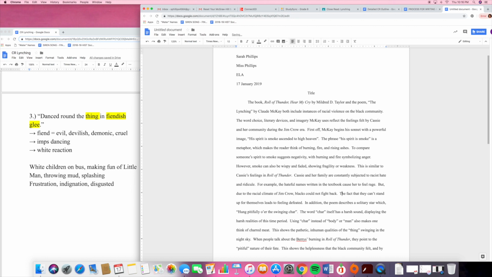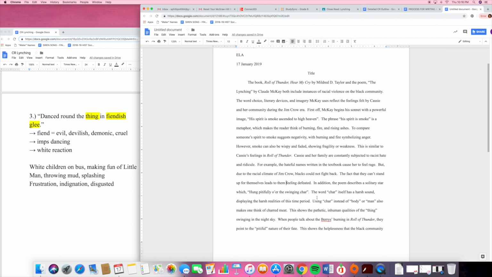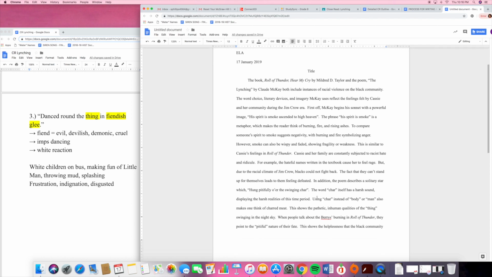Okay. But due to the racial climate of Jim Crow, blacks could not fight back. The fact that they can't stand up for themselves leads to them feeling defeated. In addition, the poem describes a solitary star which hung pitifully over the swinging char. The word char itself has a harsh sound, displaying the harsh realities of this time period. Using char instead of body or man also makes one think of charred meat. This shows the pathetic, inhuman qualities of the thing.